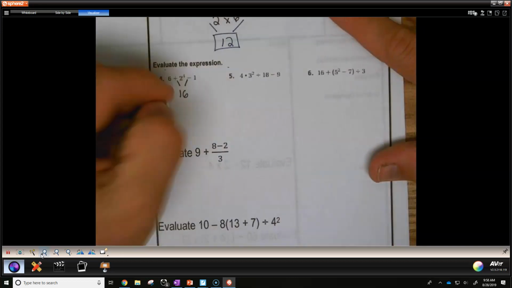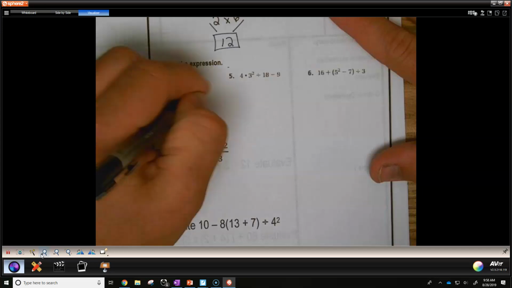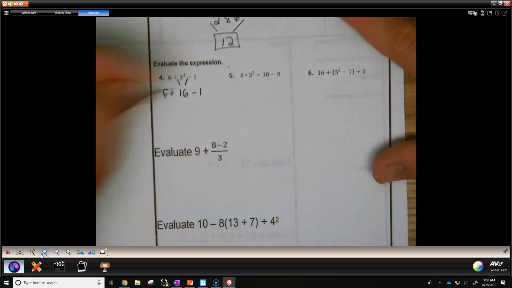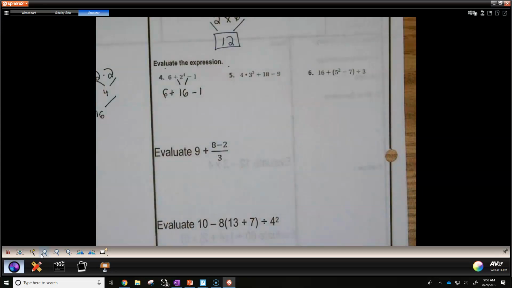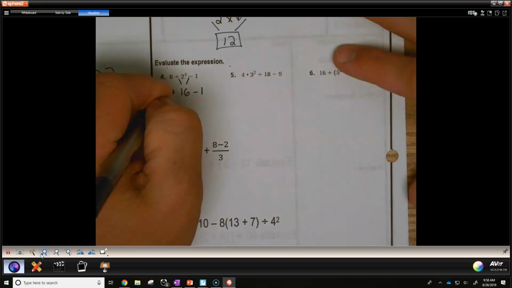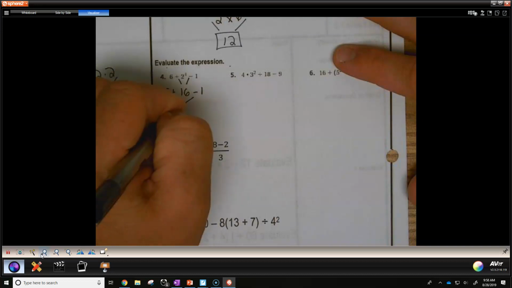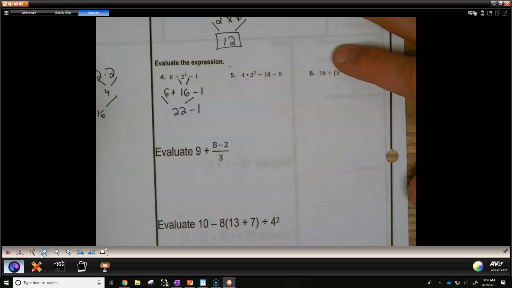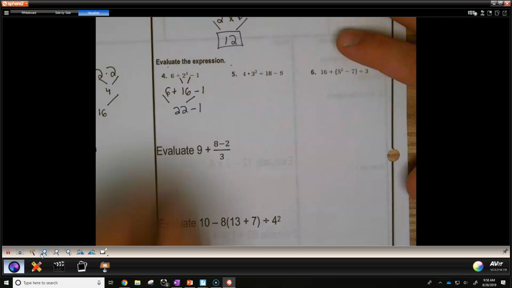All right, I rewrite my problem. Now what do I do? Now you add. How come I do the addition instead of the subtraction? Because it's on the left. Very good. Left to right. That gives me 22 minus 1, which is 21.